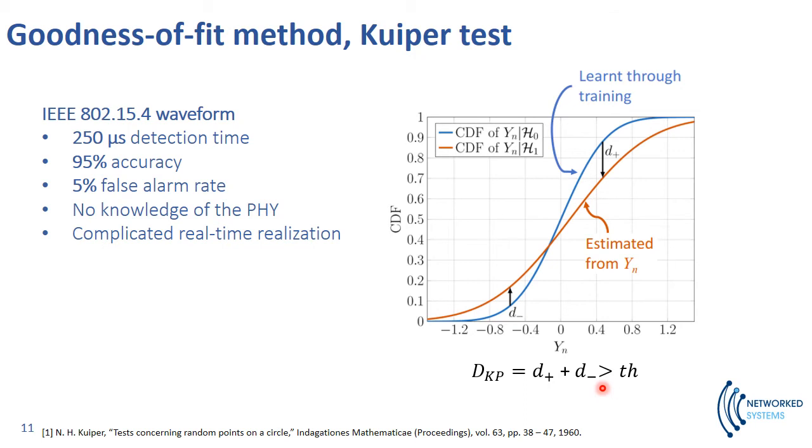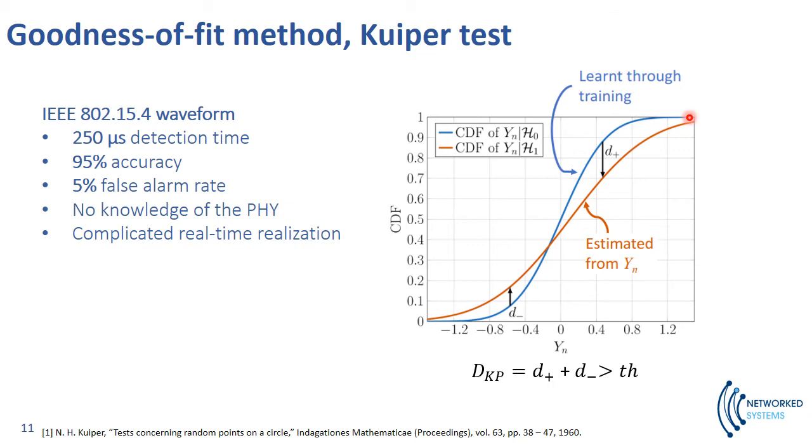So whenever this sum is higher than a threshold, we can say the two signals, the learned signal and the signal under test, are two different signals because they have two different cumulative distribution functions.